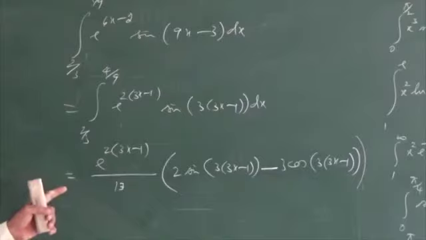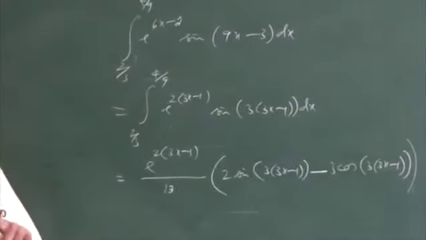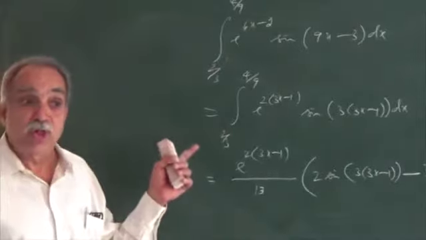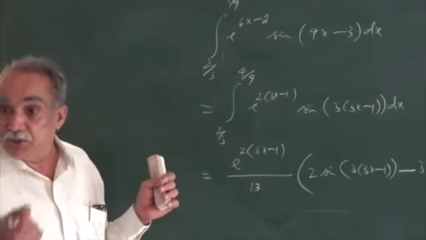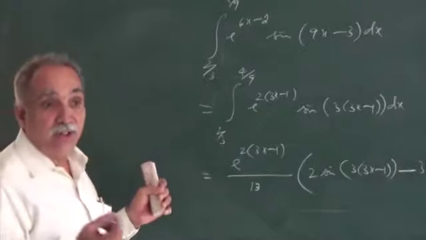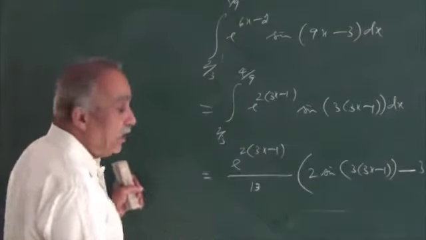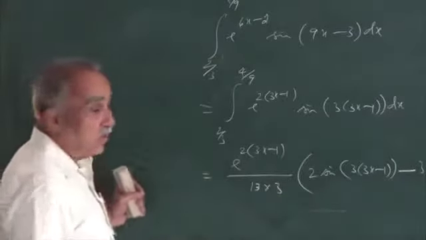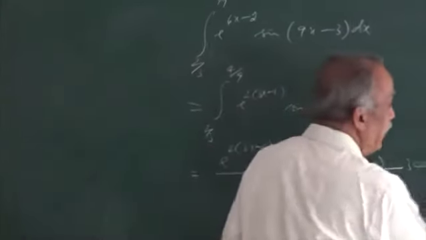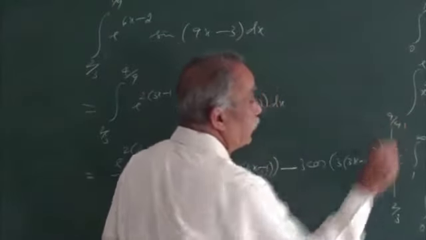We have obtained this applying the formula for integral e power ax sin bx. Our function was not simply e power ax sin bx. We had x replaced by another linear expression. The coefficient of x in that linear expression is 3, which will have to be inserted somewhere in the denominator. This expression needs evaluation between limits 2 by 3 and 9 by 4.